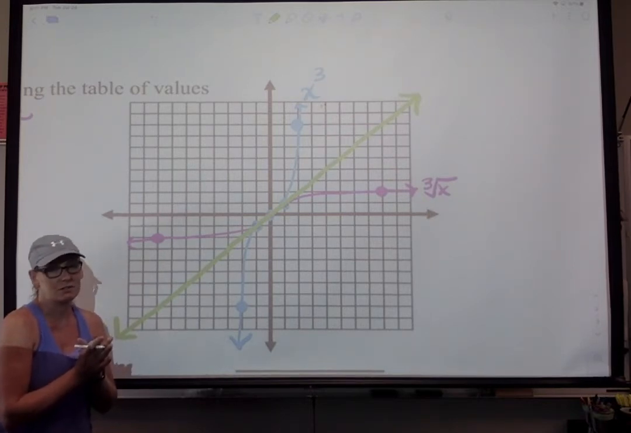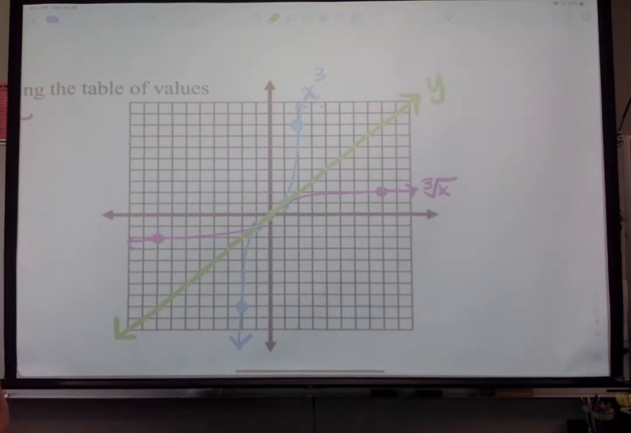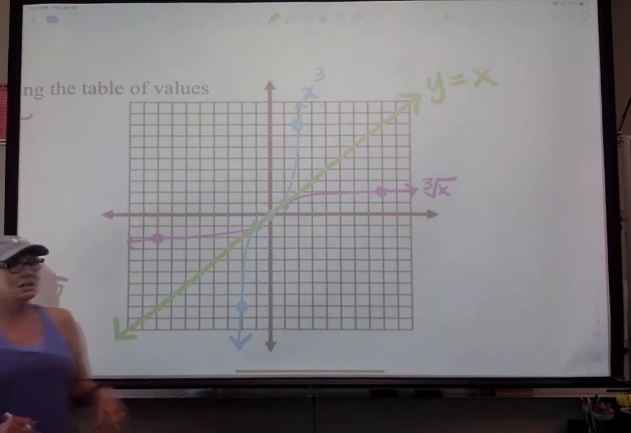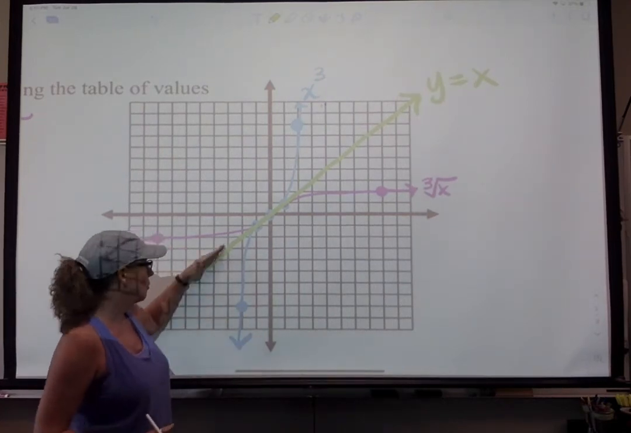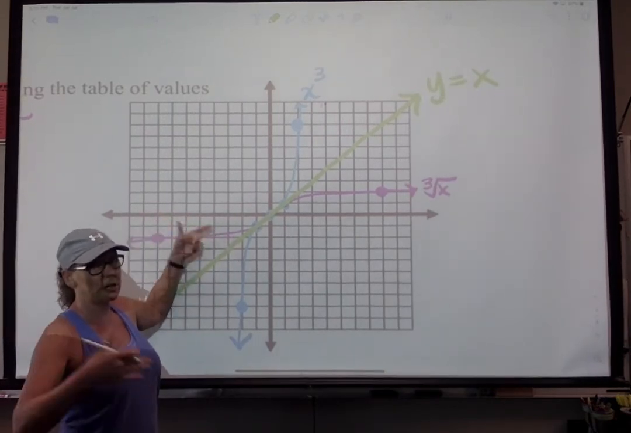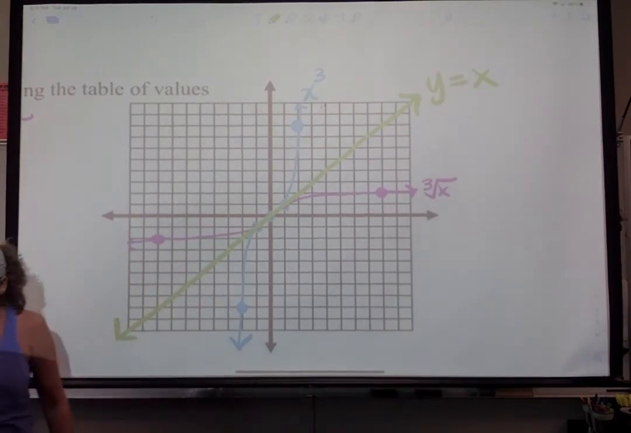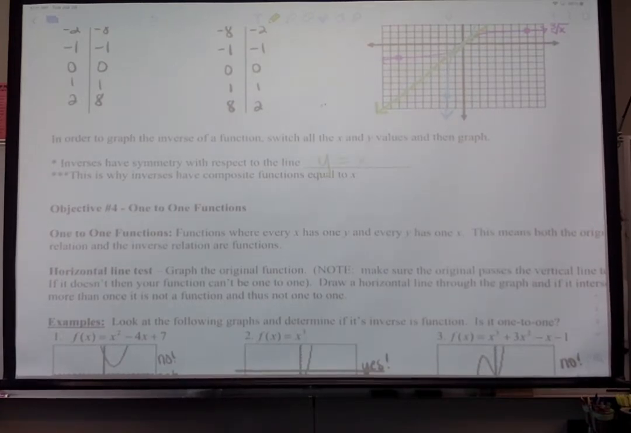Do you know the equation of that line? y equals x. Inverses have symmetry. Their fold line is always this. It doesn't just have to be a cubic and a cube root. Inverses have symmetry over that fold line. Inverses have symmetry with respect to the line y equals x. Okay, just a little bit further.